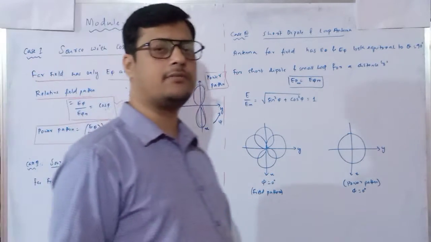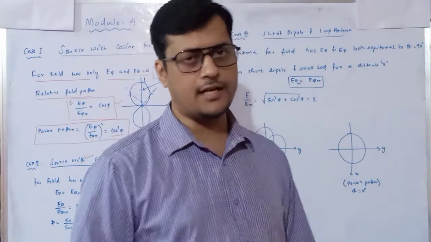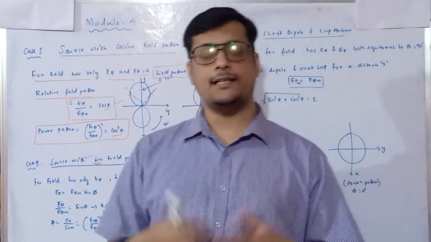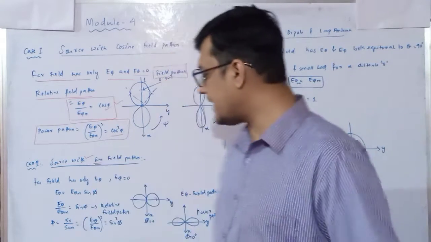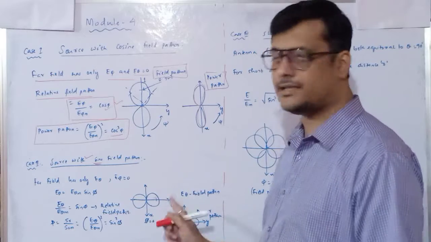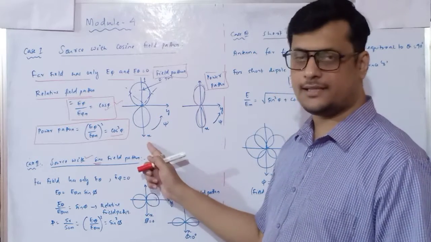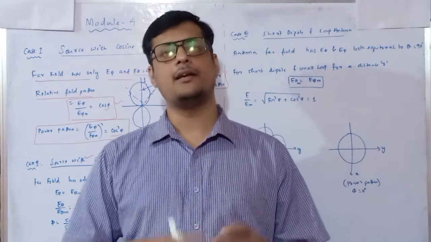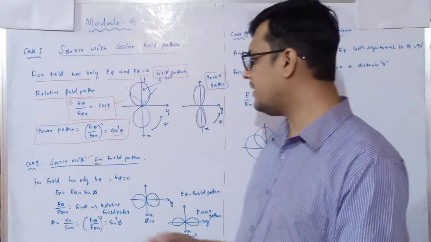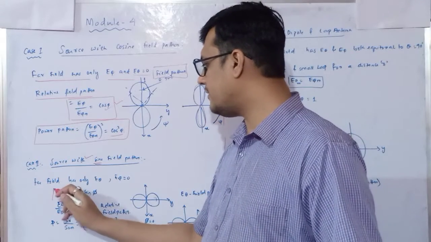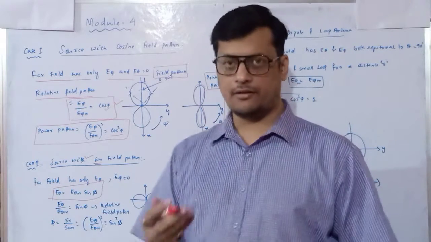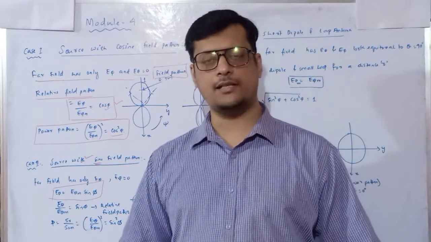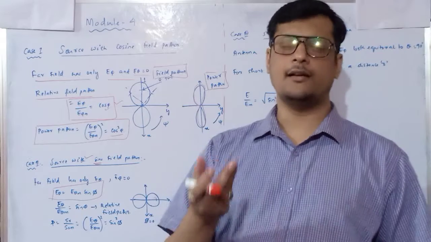Similarly, if the source is with a sine term, what will be the relative fields? Sine term means your phi component will be 0 and the theta component will exist. So the sine pattern looks like this. Here the phi component is 0 but the theta component will exist, and theta depends upon sine phi. So the relative field pattern, E theta divided by E theta m, is equal to sine phi. That is called the field pattern.